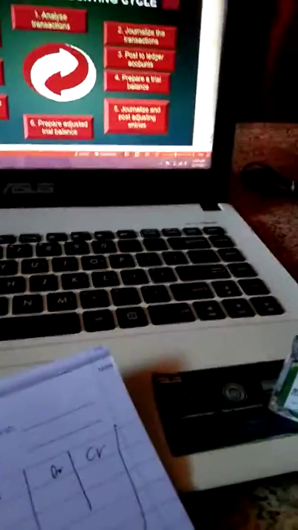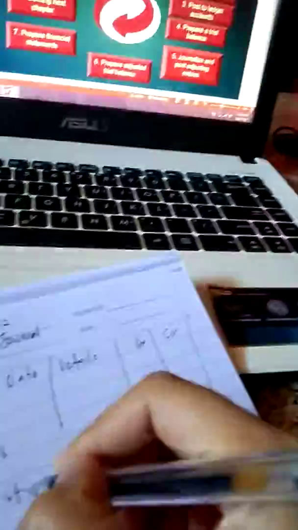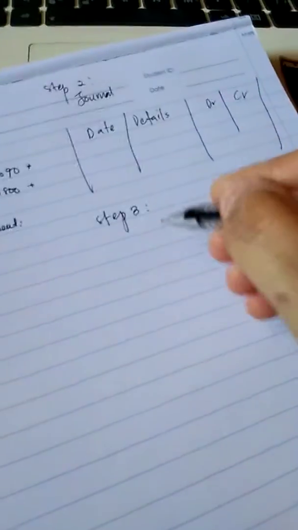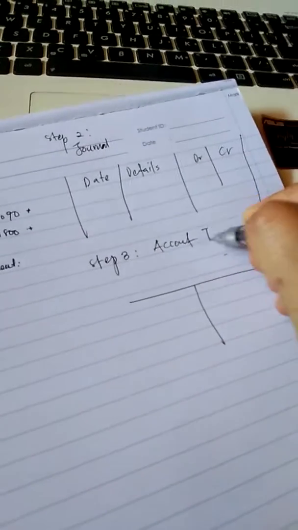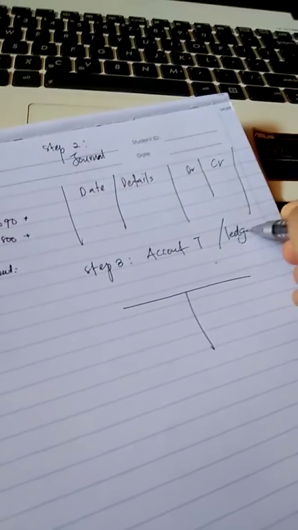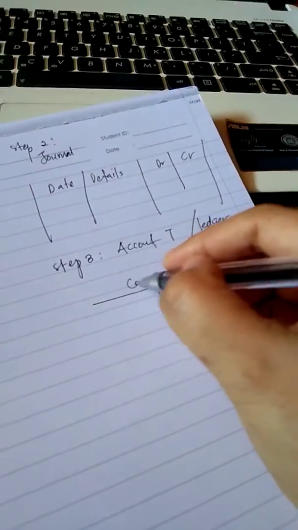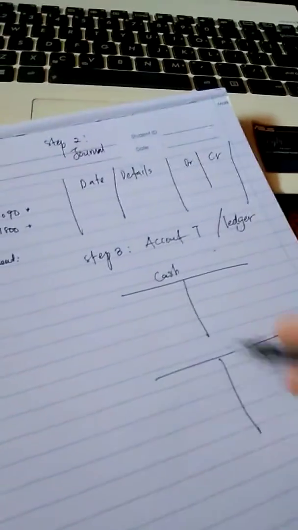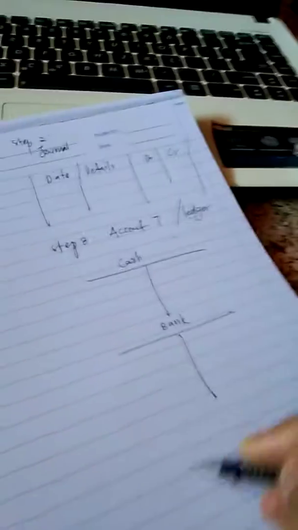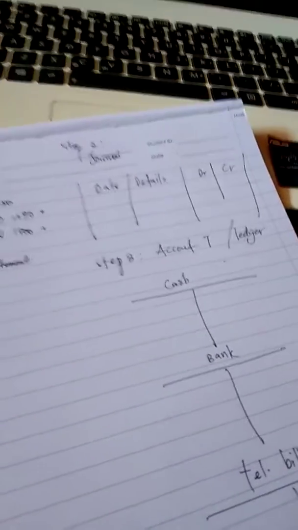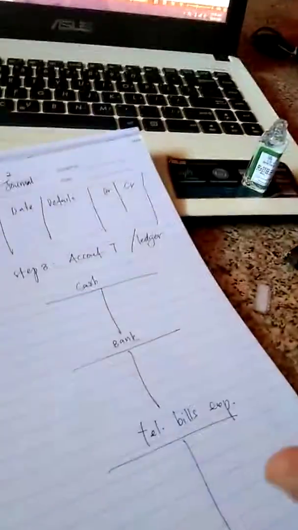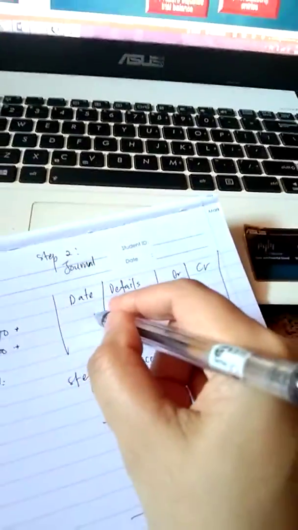The third one, you post to the ledger account, step 3. Ledger account means account. Account or ledger, same. For example, the cash account. Then you prepare the bank account. Then you prepare the telephone bill expenses account. Then you prepare all of the accounts that you have already journalized in step 2 just now. I'm not sure if you still remember, hope you still remember.